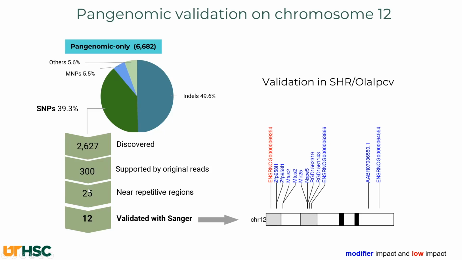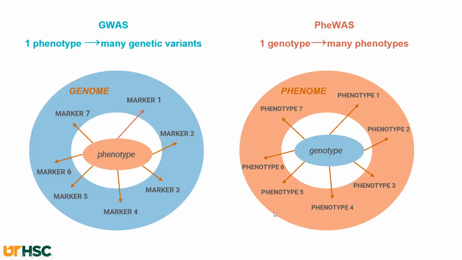Then I chose randomly 25 variants that are near or inside the repetitive regions, and I validated 12 of the variants that are inside or near the repetitive regions with Sanger sequencing. And these are the variants that are present in those genes. This is the impact of the genes: they are modifier, and only one is low, and this is present in the P arm, so this difficult region of the genome. So we have these variants.